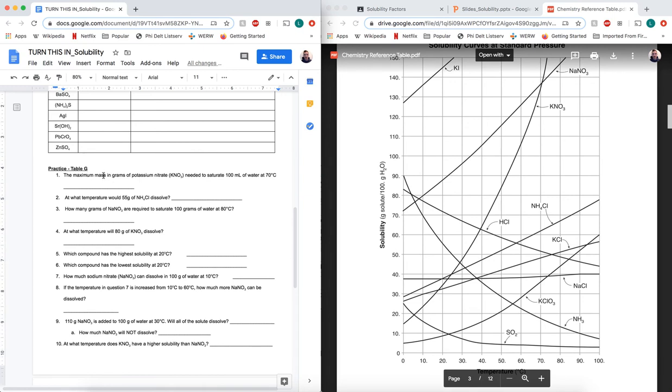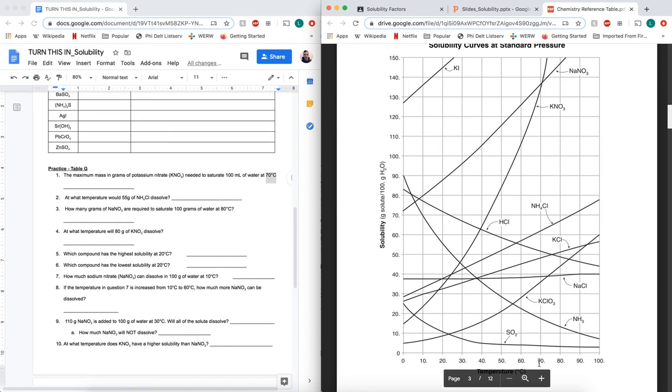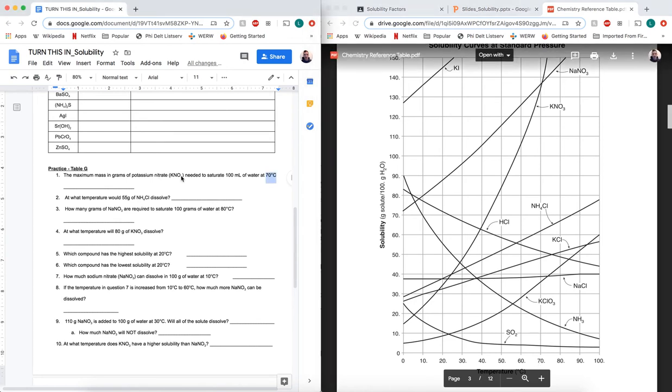The maximum mass in grams of potassium nitrate needed to saturate 100 milliliters of water at 70 degrees Celsius. So we're going to be at 70 degrees Celsius. So we know that we're going to be reading along this line right here, 70 degrees. And we know that we have potassium nitrate. Where do we see potassium nitrate? Here's this guy, potassium nitrate. So we're looking at this long, very steep curve that goes across the table, all right?